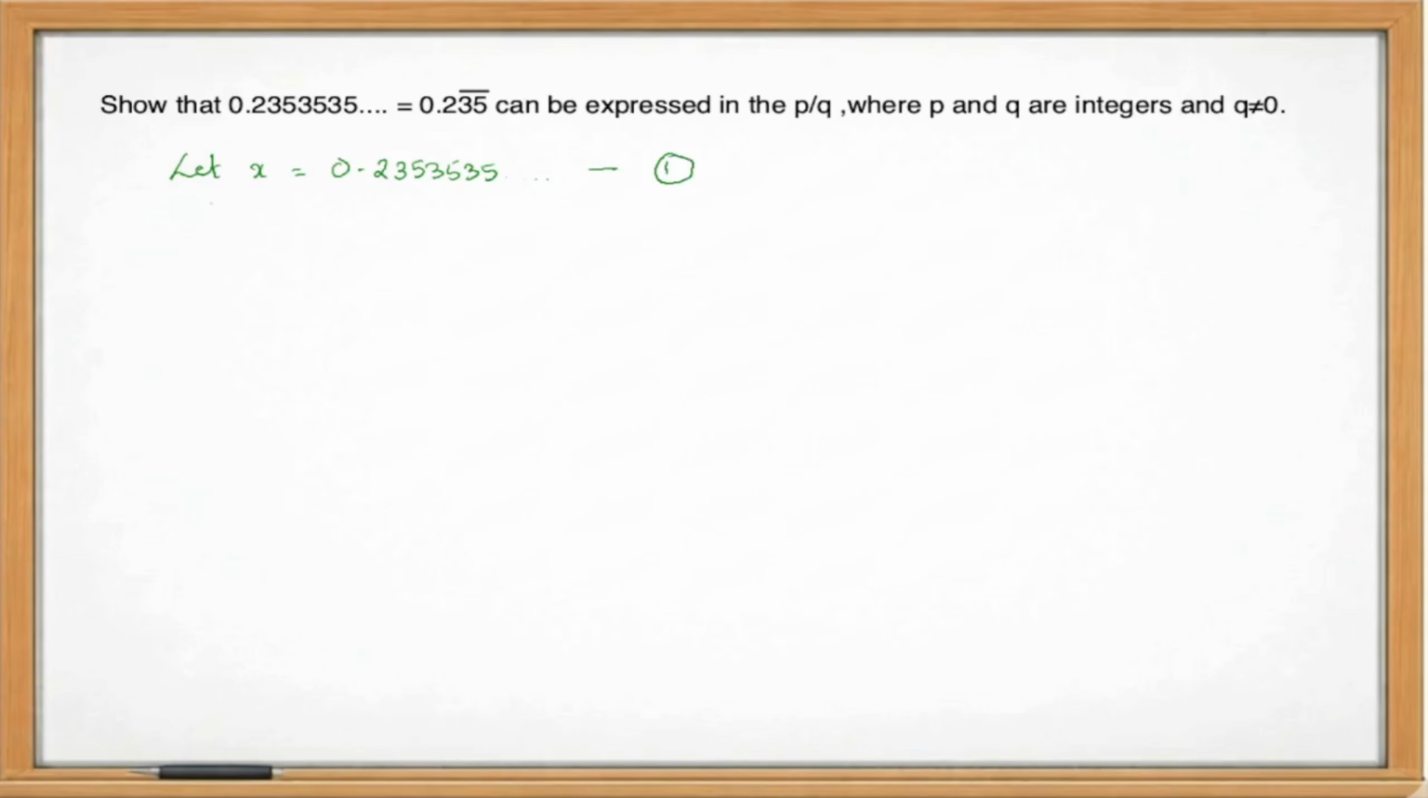Then since two numbers are repeating after the decimal point, we have to multiply this with 100. Multiply equation 1 by 100. So the equation will become 100x equal to, then the decimal point will go two numbers to the right side, so it will be 23.53535... and this is our equation number 2.